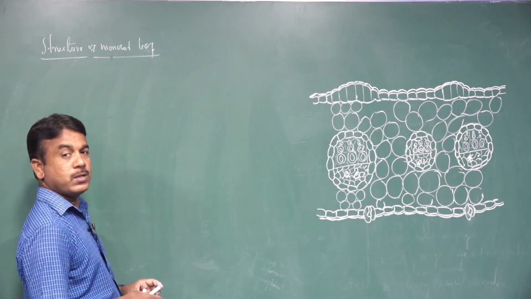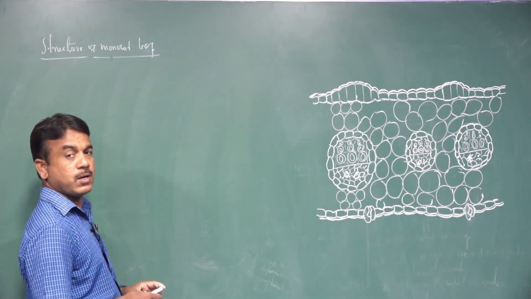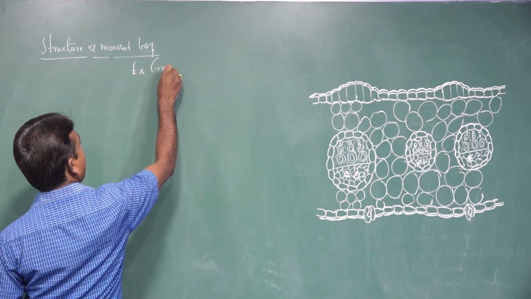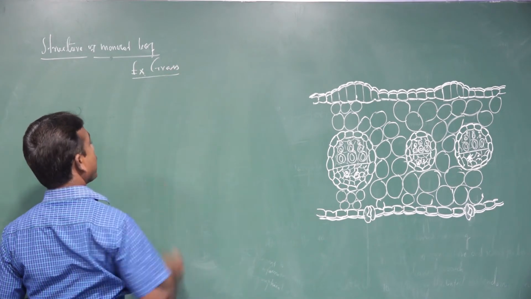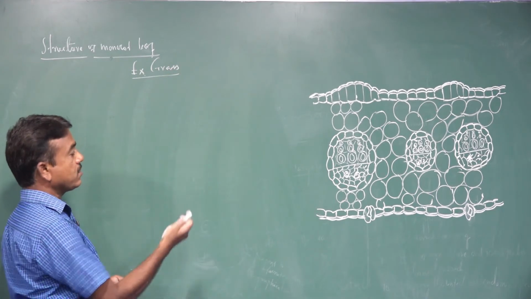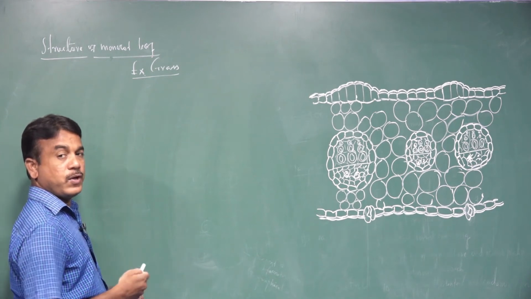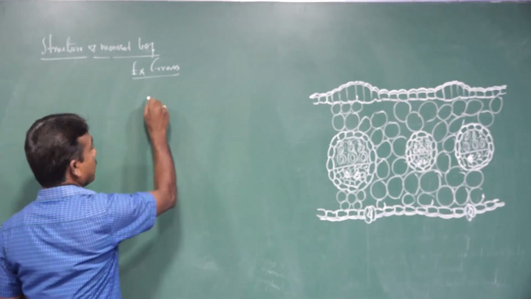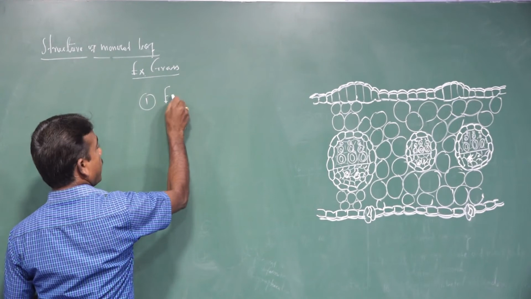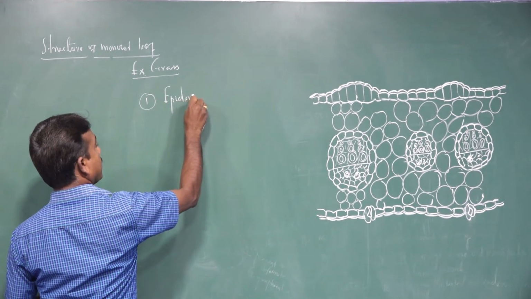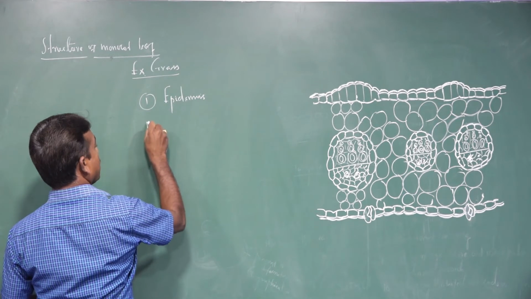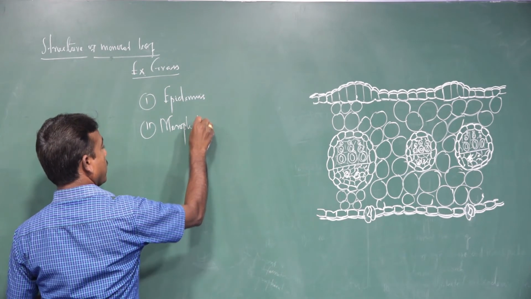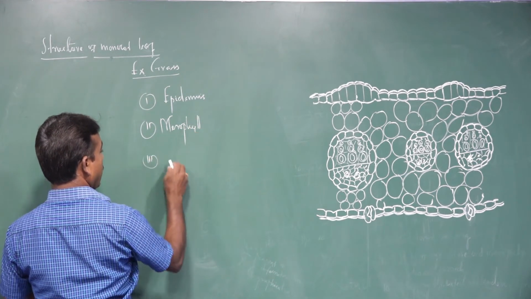We are now going to discuss the structure of a monocot leaf. Example, grass. You can take a cross section of grass. When you keep it under the microscope, you observe the regions present: one is epidermis, second is mesophyll, third is vascular bundle.